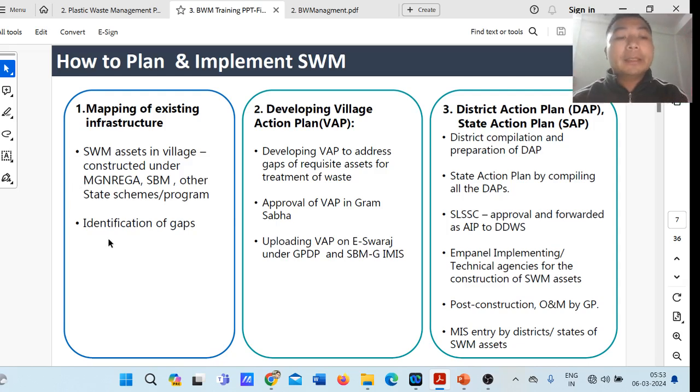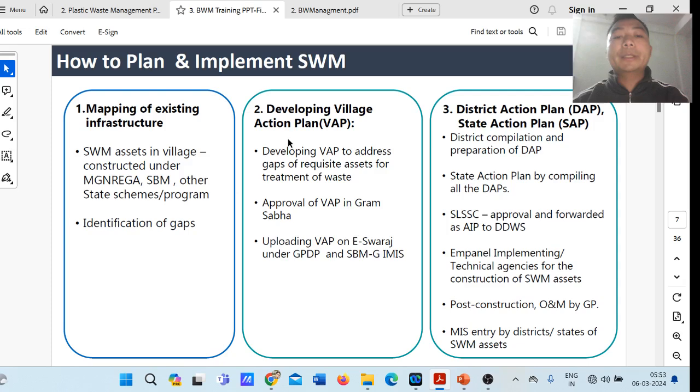And what is the main identification gap at village level? Big scientific ways or scientific procedures may not be applicable, but still they can start with segregation at the household level. They can collect and put it in the storage, and some small process can also start.